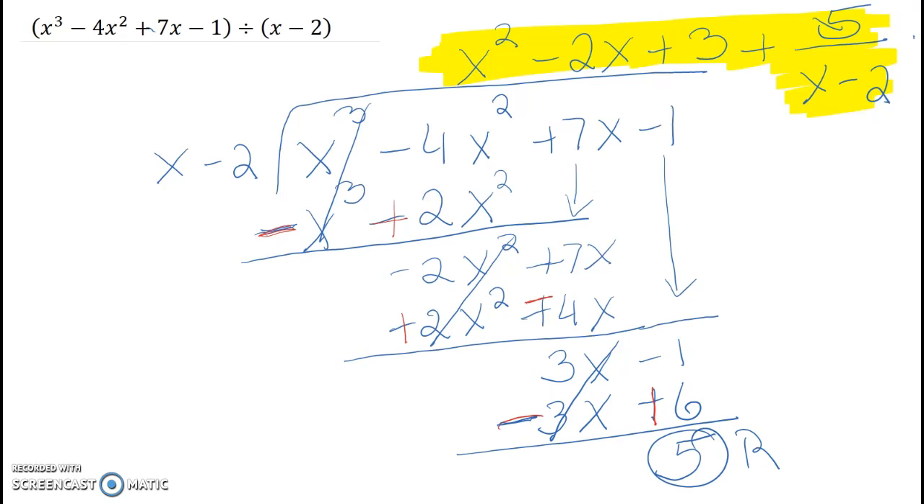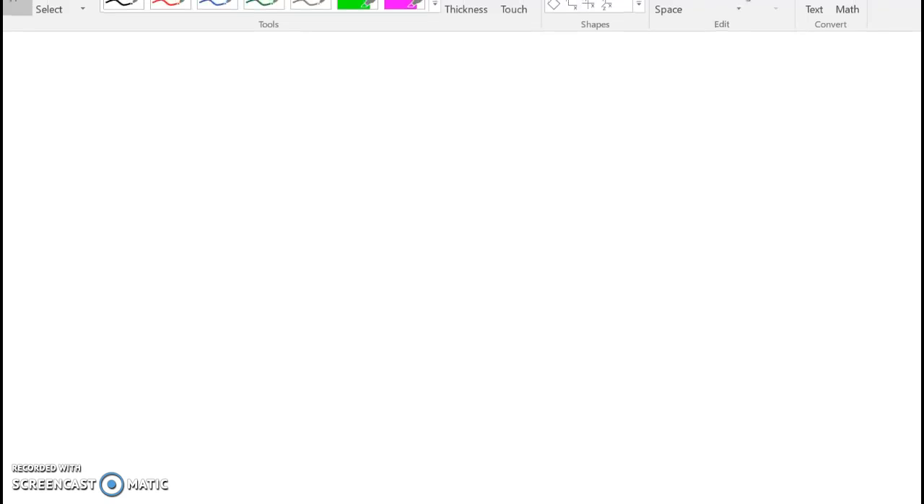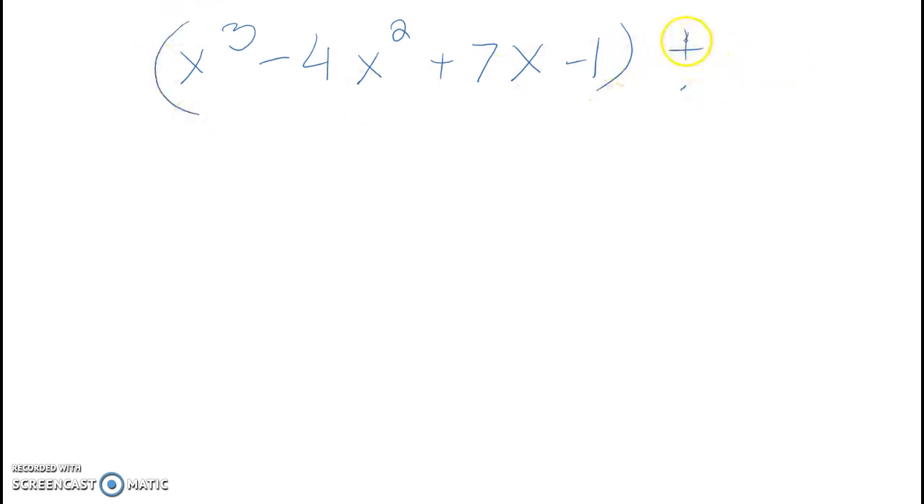We'll look at synthetic division next. So I'm going to slide this up and rewrite the problem one more time. So that was x cubed minus 4x squared plus 7x minus 1, which was divided by x minus 2.